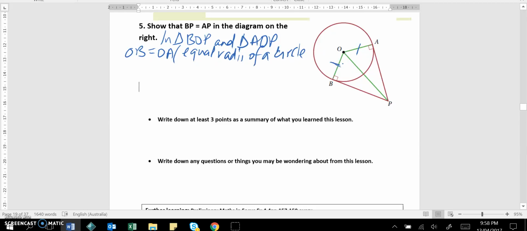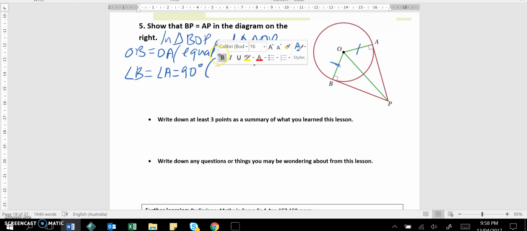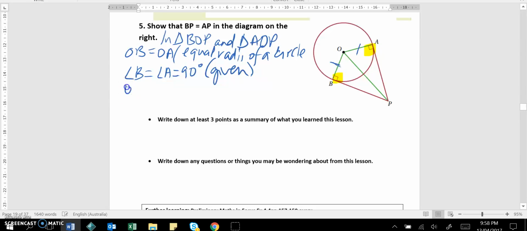You could also say that angle B equals angle A, which is 90 degrees, and that's given to you in the picture. Oops. I meant to write given, not pick. So you can write given there. But what I meant by given is that it's given to you in the picture here. Okay, and then we can also write down that OP is common, or it's shared, okay?